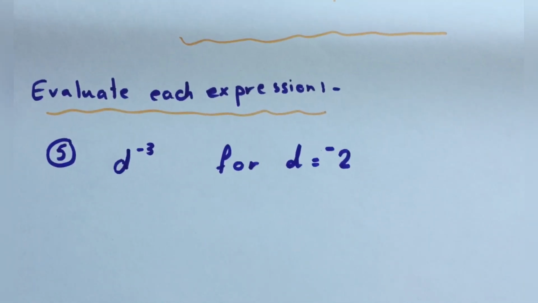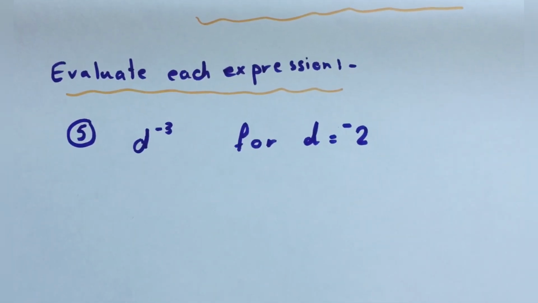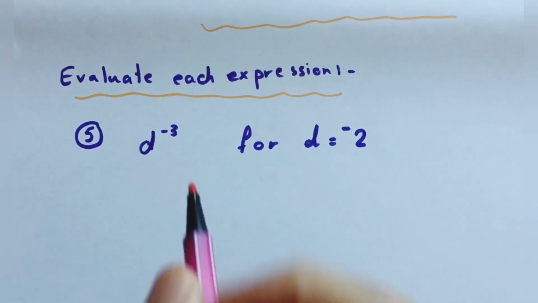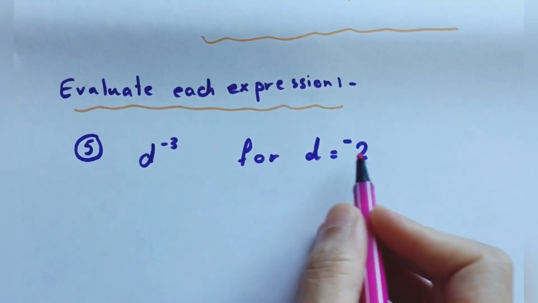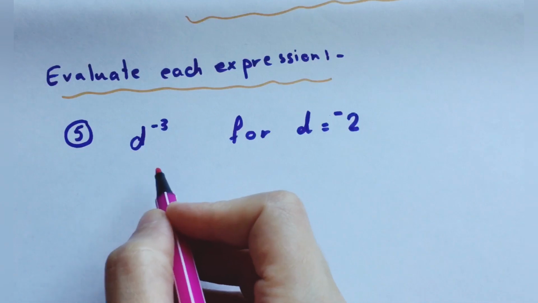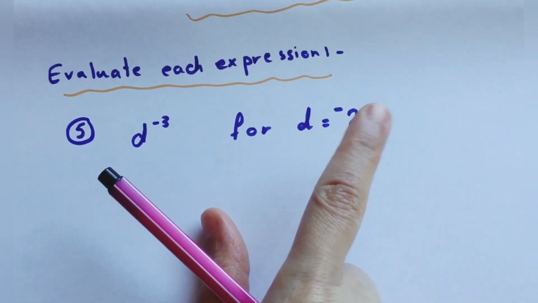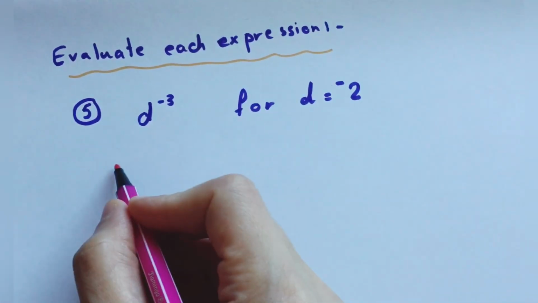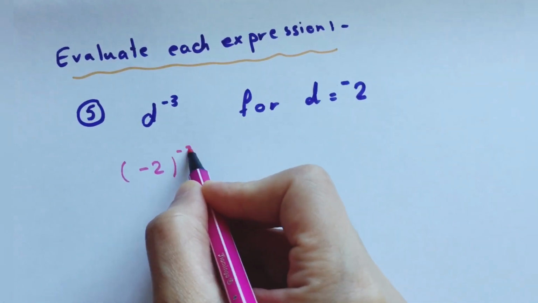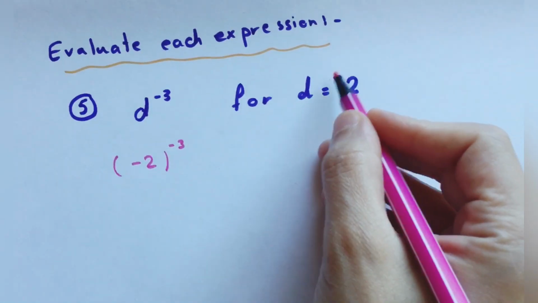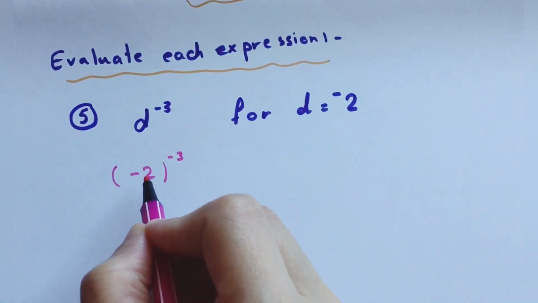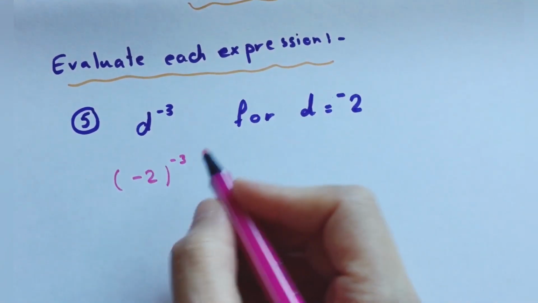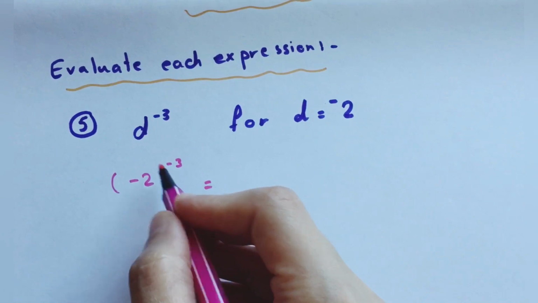Okay, next kind of questions is evaluate each expression. It means I'm going to remove the variable and put a number instead of the variable. Let's see, d to the power of negative 3 for d equal negative 2. So I'm going to take off the d and put the negative 2 instead of it. But be careful, we have a negative here, so I'm going to put a bracket, the power of negative 3, because we have a negative with the 2. If I put only negative 2 without a bracket, that means the negative 3 is only for the 2, not for the negative. So I'm going to simplify this.